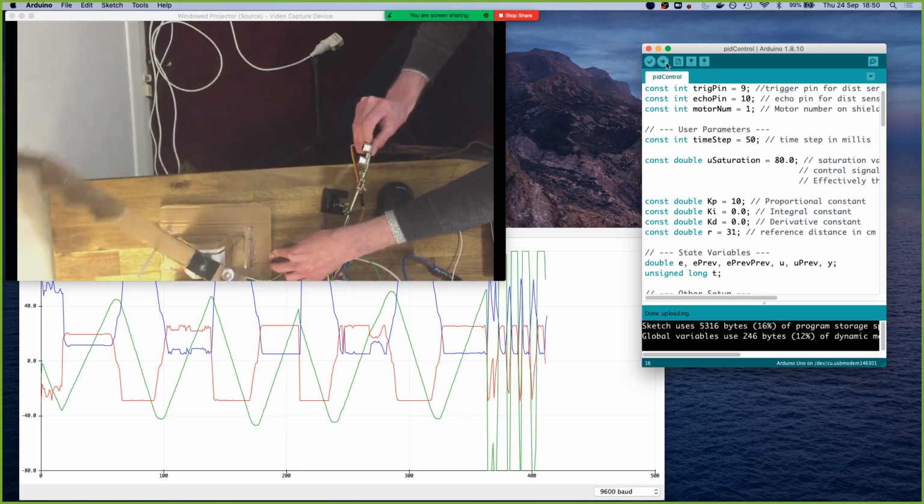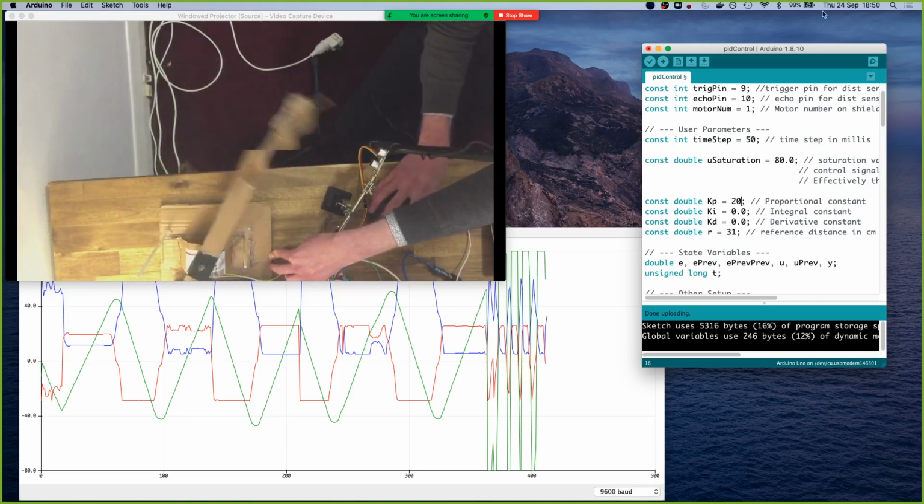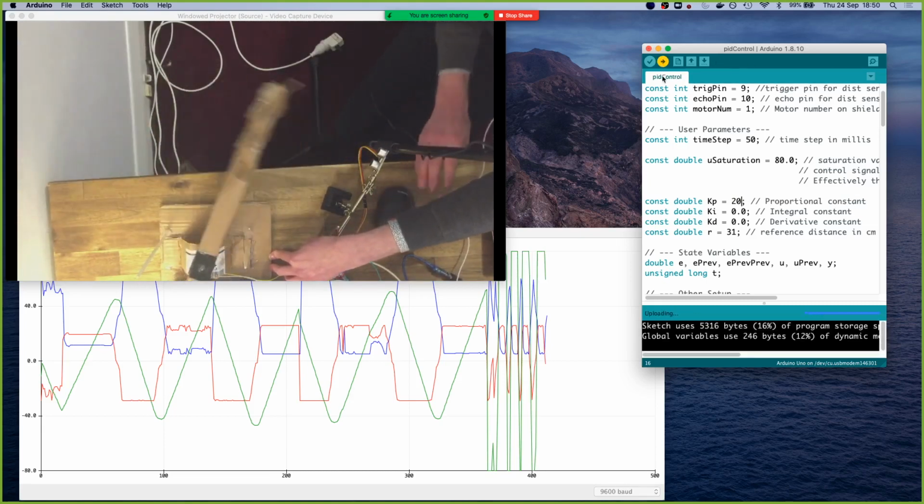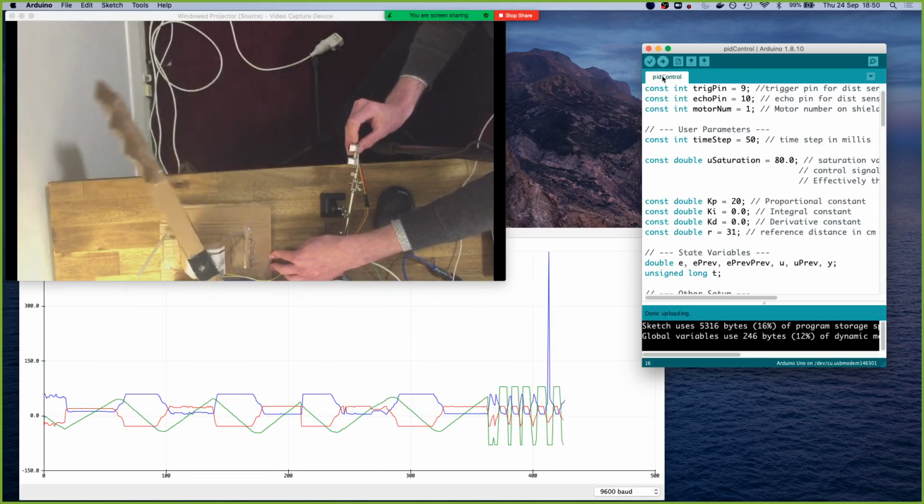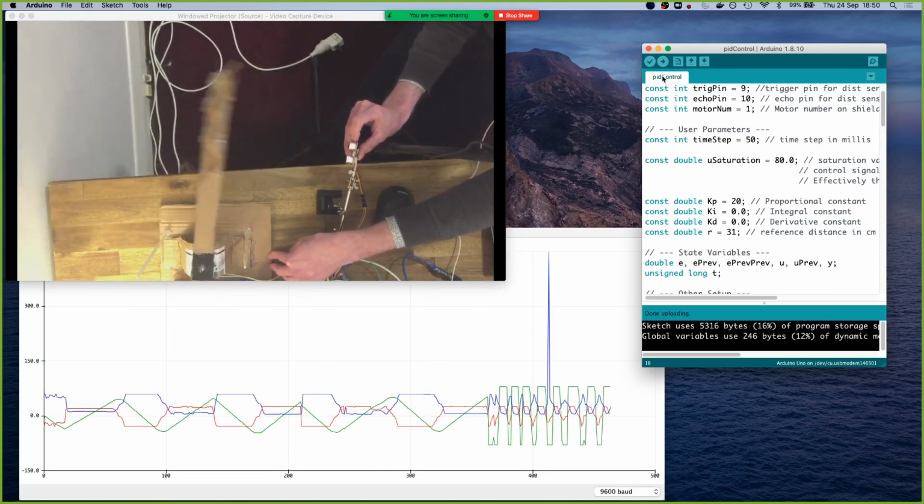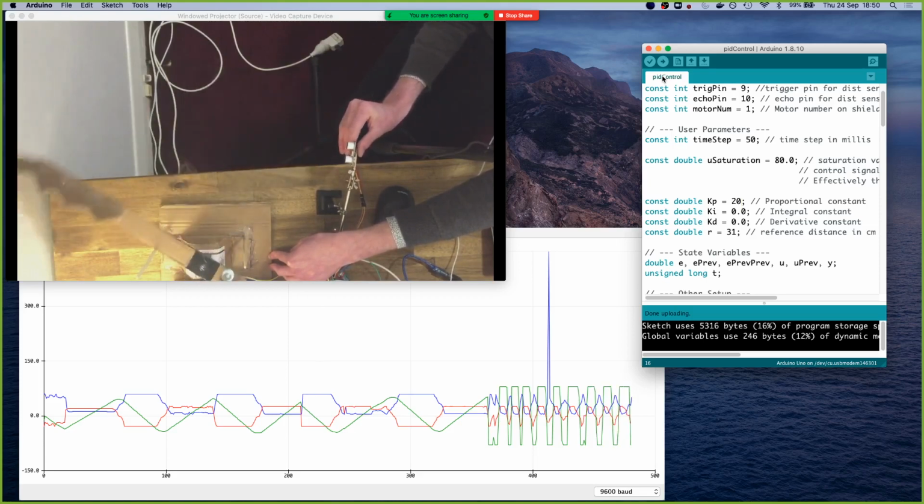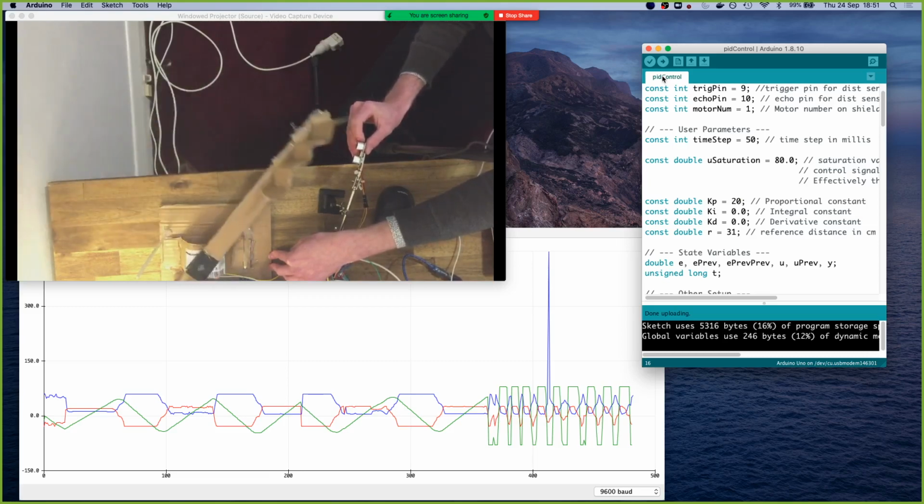right, so we got those oscillations. Let's put that Kp up again. 20. So it's going to kick in based on that error term more quickly. It's going to reach. That's a little bit more like what we want. Not really. It is saturating quicker.